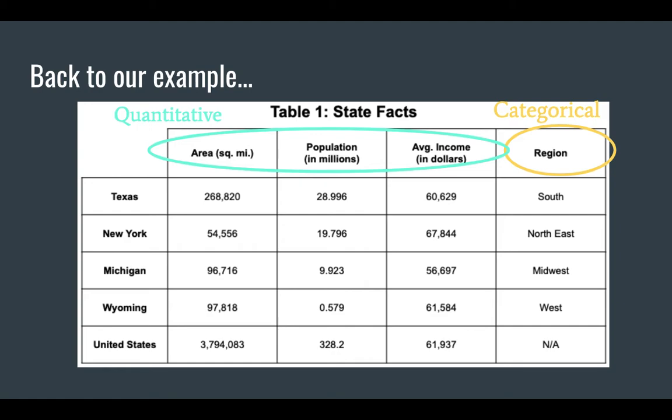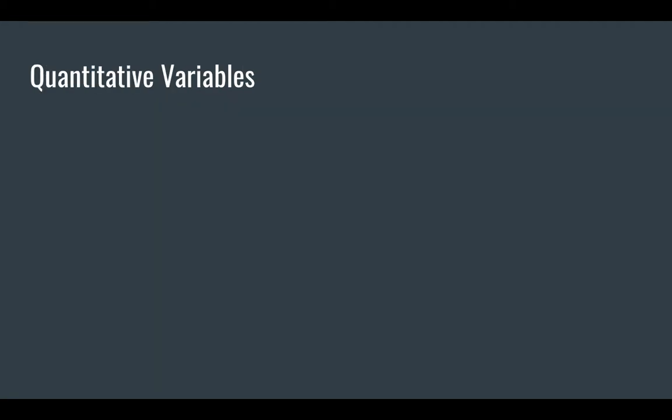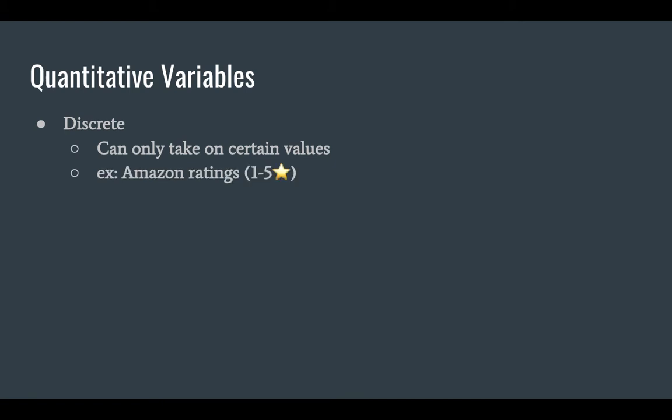So now we've separated into these two types of variables. We can explore our quantitative variables with even greater detail. There are discrete variables, discrete quantitative variables, where your values can only be certain numbers. You can only take on a certain value.